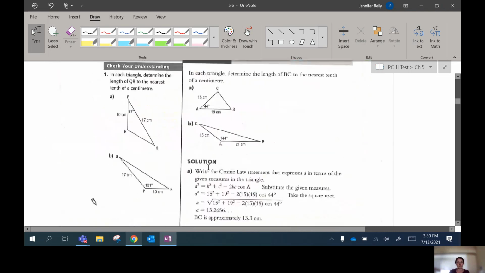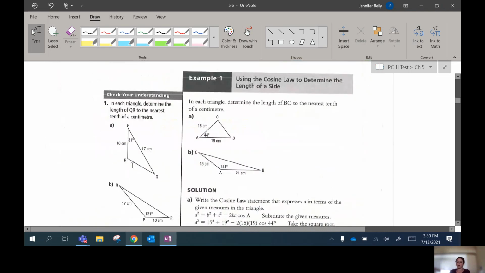Okay, let's try this first check your understanding. I'm going to do A. If you want to try B on your own, you may do so. It says in each triangle, determine the length of QR. So we want to find QR, to the nearest tenth of a centimeter.